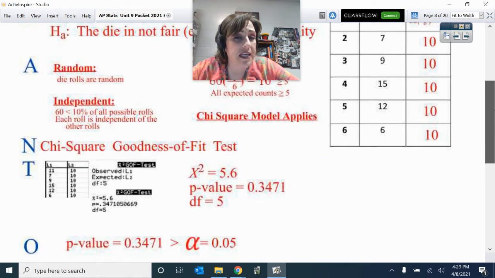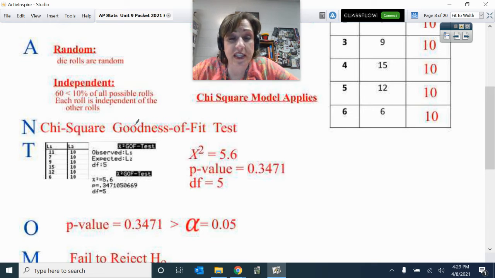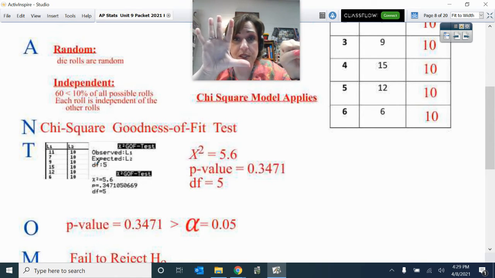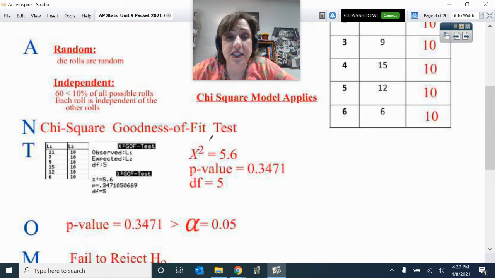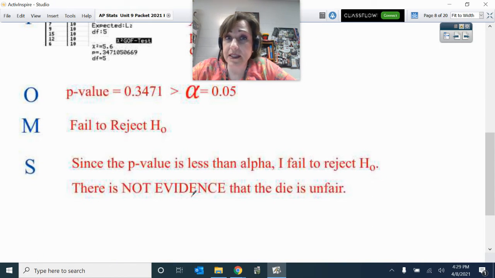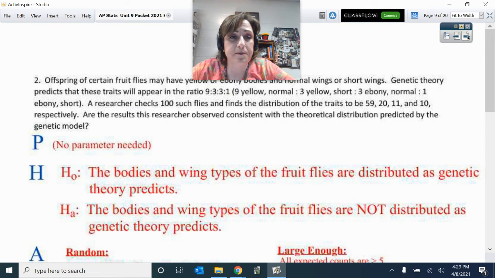The name of this test is a chi-squared goodness of fit. I put my observed in L1, my expected in L2, and you have to manually put in the degrees of freedom, which is categories, 6, minus 1, so 5. Then this is what the calculator gave me. I definitely have a p-value greater than alpha, so I do not have evidence that the die is unfair and doing something other than expected.